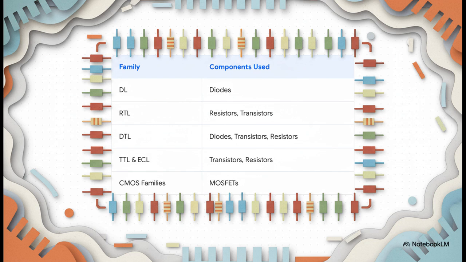So we move from the super simple diode logic, which uses just diodes, all the way into the resistor and transistor combos of RTL and TTL. And then finally at the bottom, we hit the modern era, which relies entirely on MOSFETs for PMOS, NMOS, and CMOS designs. How these specific components are wired together completely dictates how fast the circuit can switch, and crucially, how much power it wastes as heat.